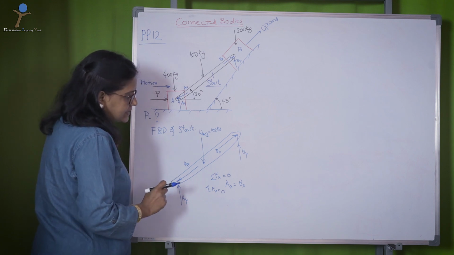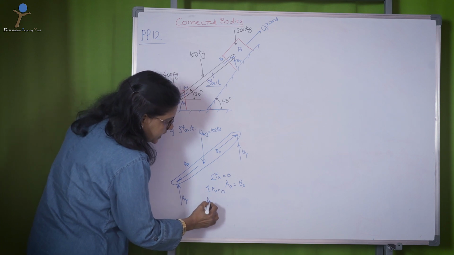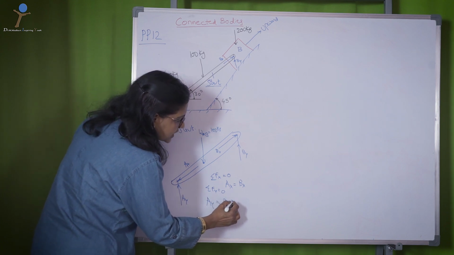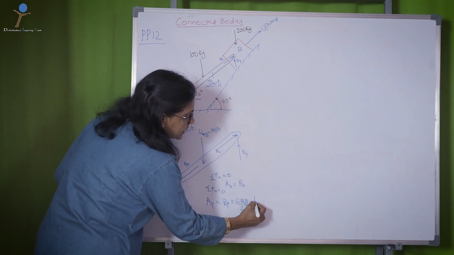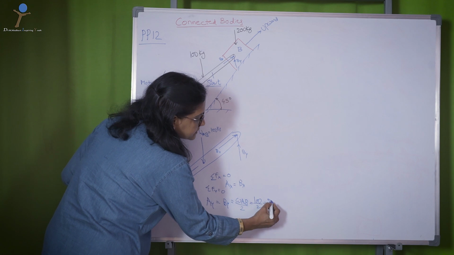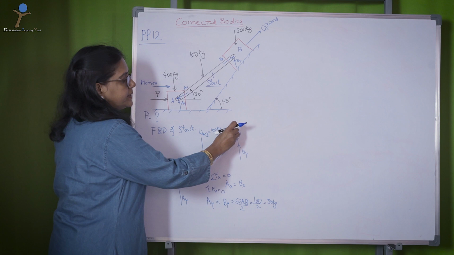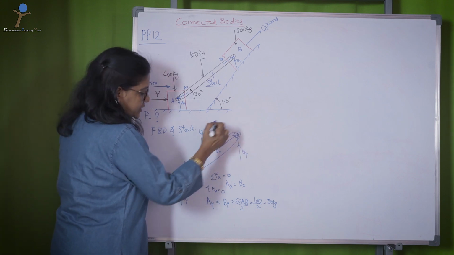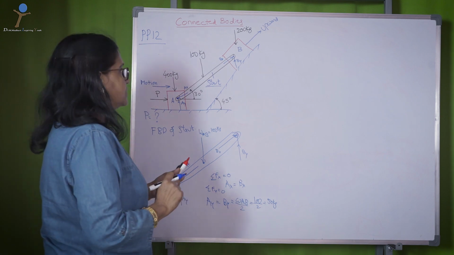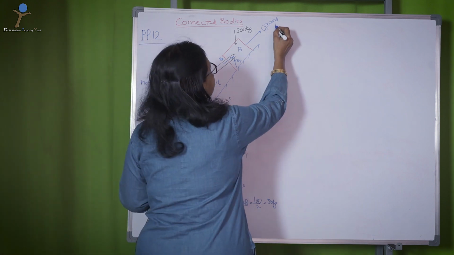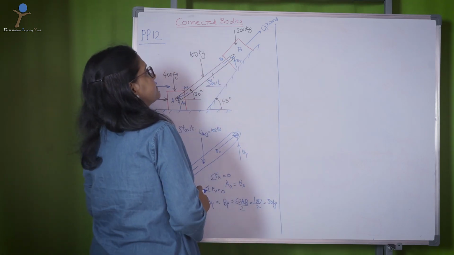So we can consider sigma Fy equal to 0 for Ay equal to By, which is equal to W_AB by 2, which is 100 by 2, that is 50 kg. So this weight is now distributed at the pins as W by 2 and W by 2. Now, knowing these values, let us go for the free body diagram of the first inclined surface.